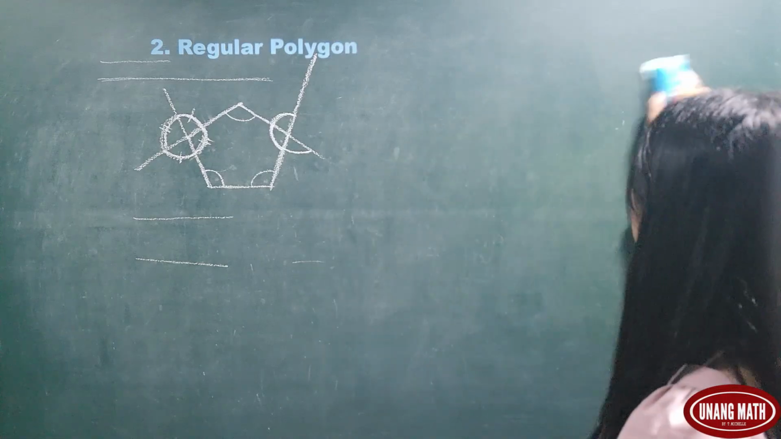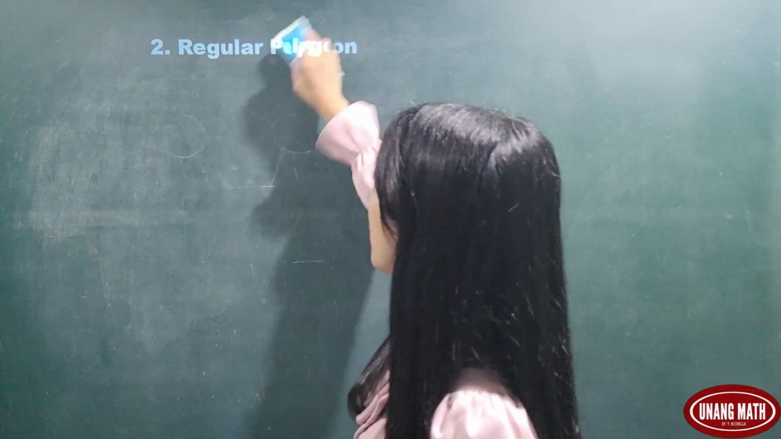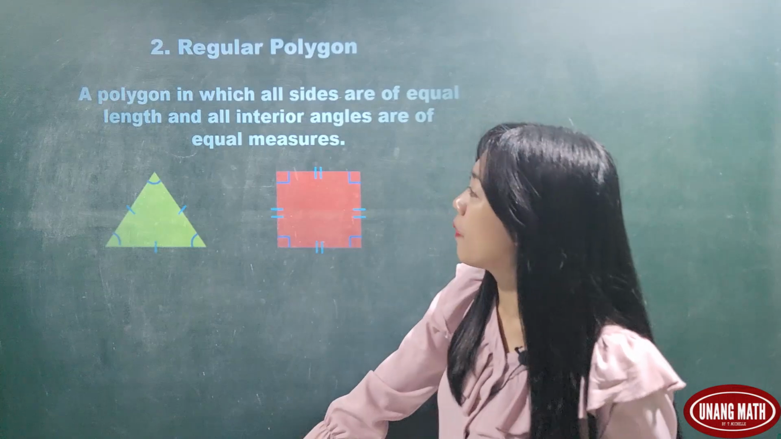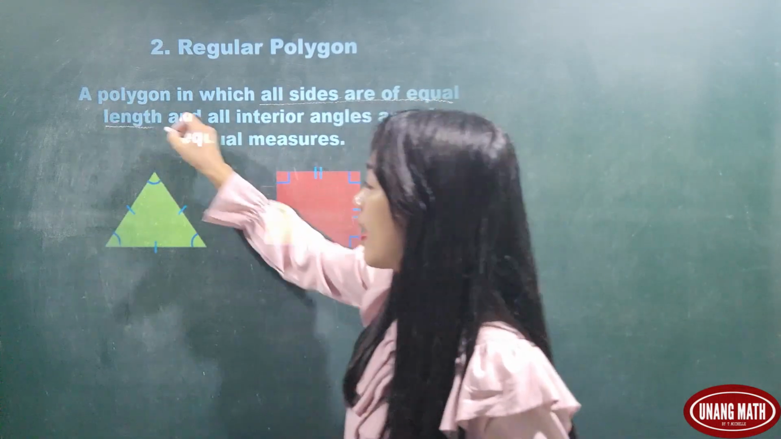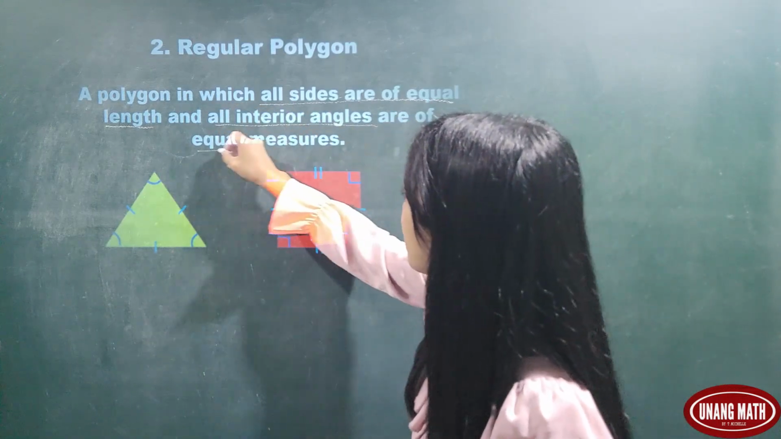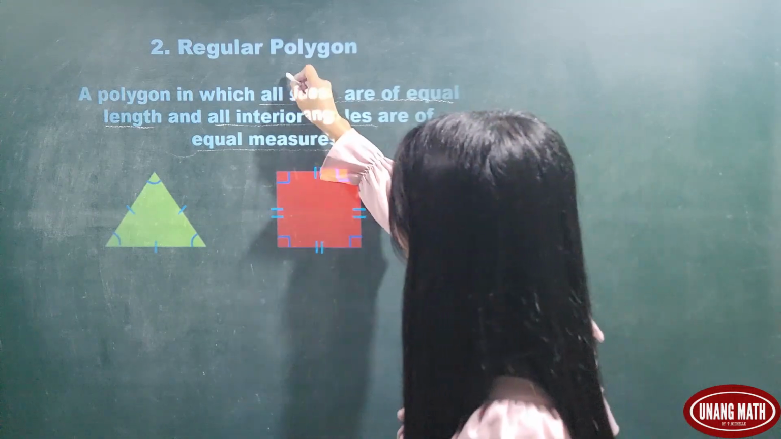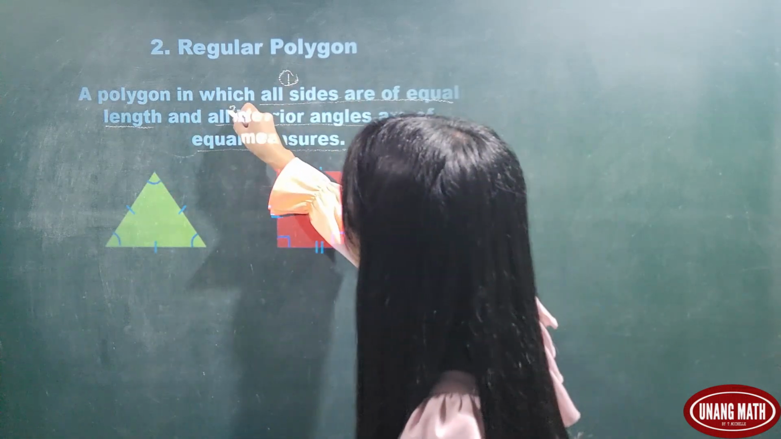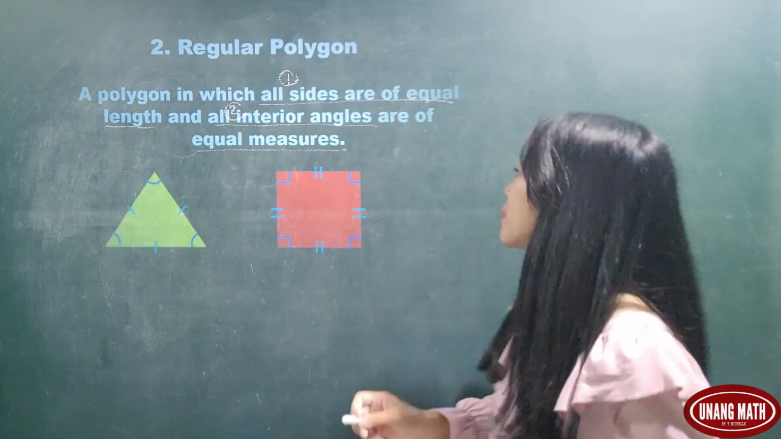We actually had this topic also in episode 18, so this is just a quick review about regular polygon. When we say regular polygon, this is a polygon in which all sides are of equal length and all interior angles are of equal measures. So there are two conditions. First, all sides are of equal length. Second, all interior angles are of equal measures.